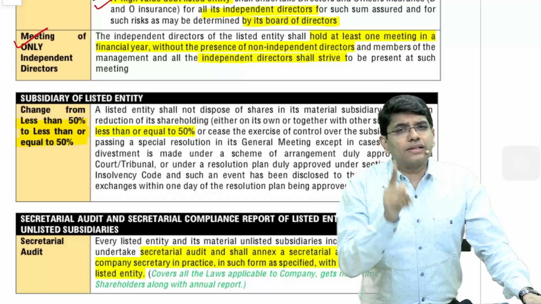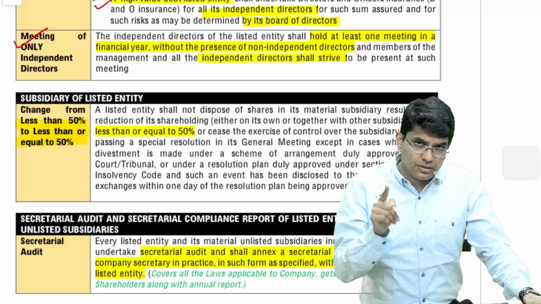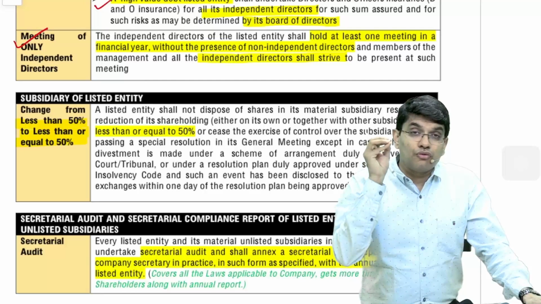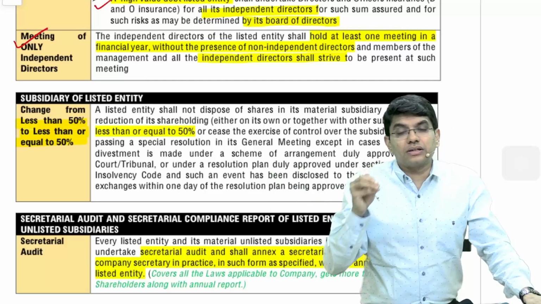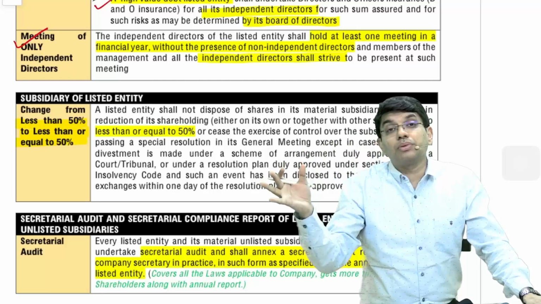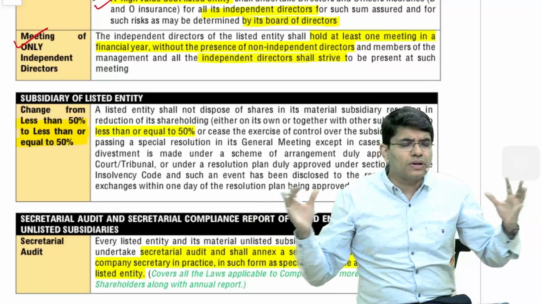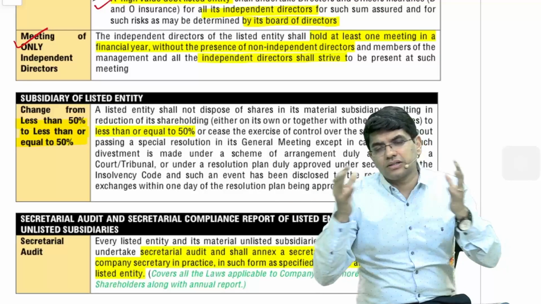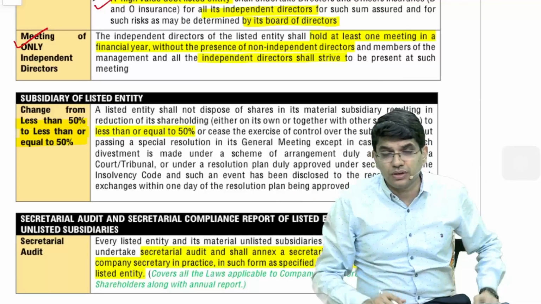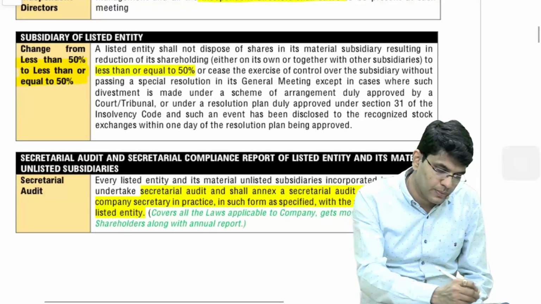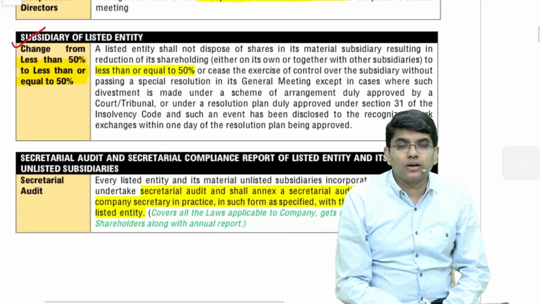At least once in a year, independent directors are supposed to meet, to have a meeting where only independent directors are there. Other members of the management and board are not there. So they can openly talk about any issues or matters regarding other management people. So there should be one such meeting every year. Fine. Then next is subsidiary.